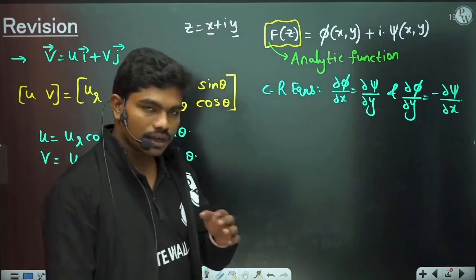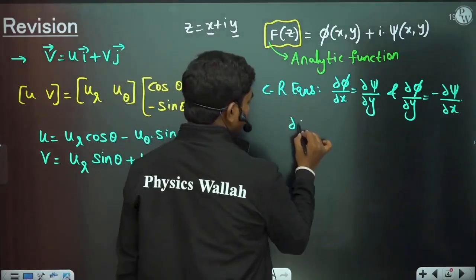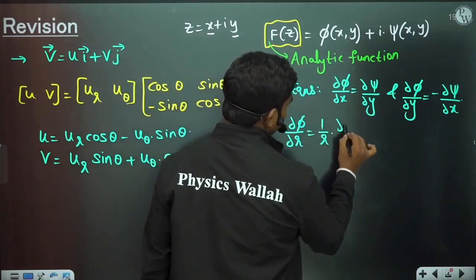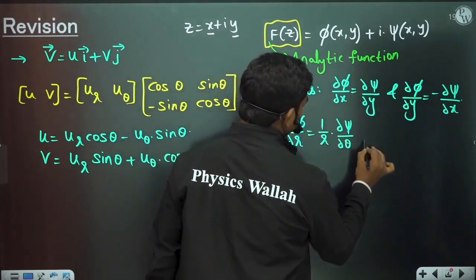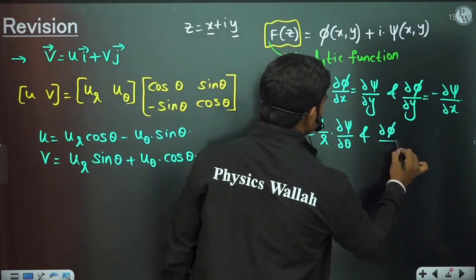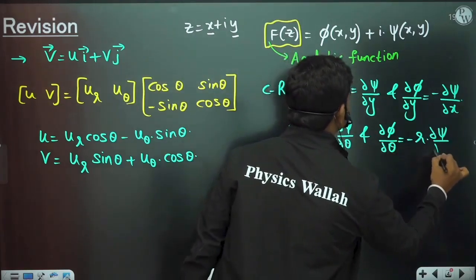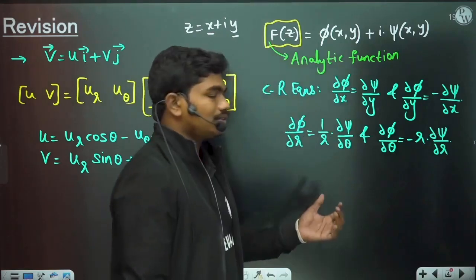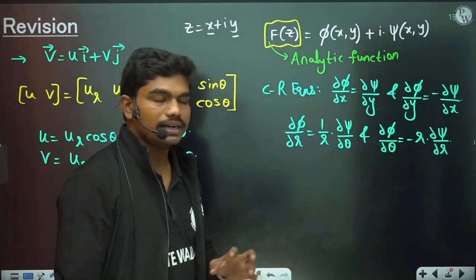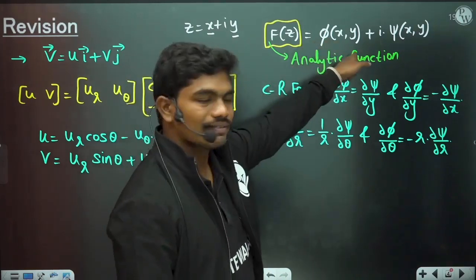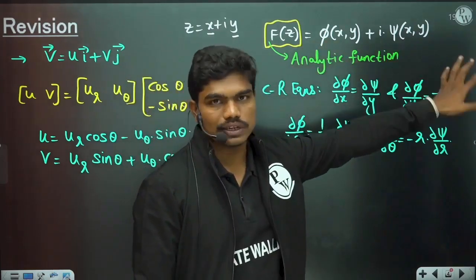And in polar form, we have seen dou phi by dou r is equal to 1 by r times dou psi by dou theta, and dou phi by dou theta is equal to minus r times dou psi by dou r. This is in polar form. Okay, so we have seen, and we know that individually they both satisfy the Laplace equation, meaning del square phi is equal to 0, and at the same time del square psi is also 0.